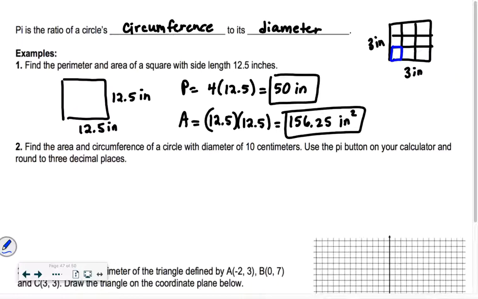Okay, so number 2. It says find the area and circumference of a circle with diameter of 10 centimeters. So if we have a circle and going all the way across is the diameter, that distance is going to be 10.